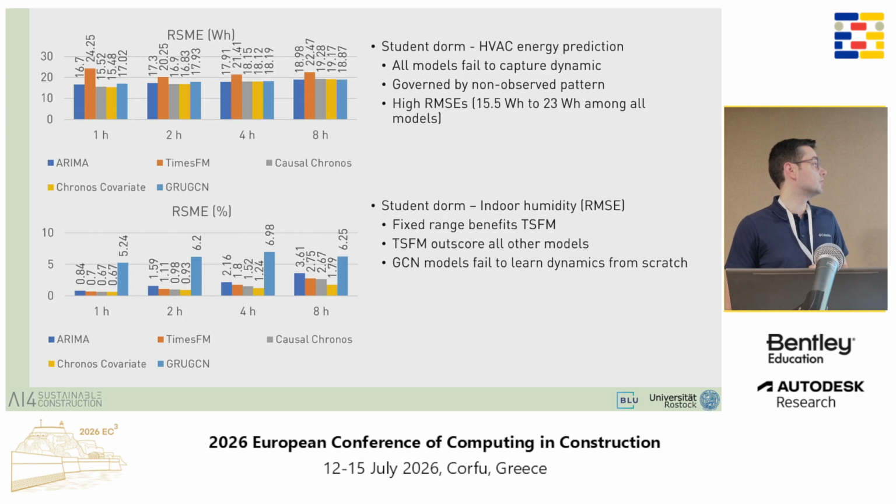And for the student dorm indoor humidity, we learned that by its definition, humidity can only range from 0 to 100%. Probably ranges more like between 20 and 80. So this seems to benefit our time series foundation models since they outscore all other models. And for a graph convolutional network that is training from scratch, this is a dynamic that is hard to capture. So we would probably need more sensors or more data to capture this.